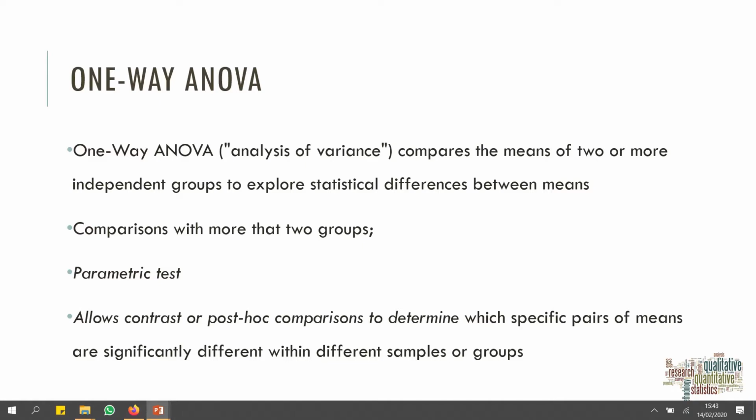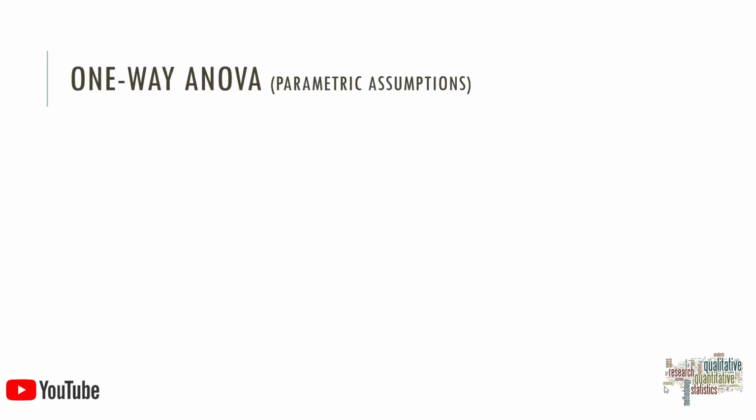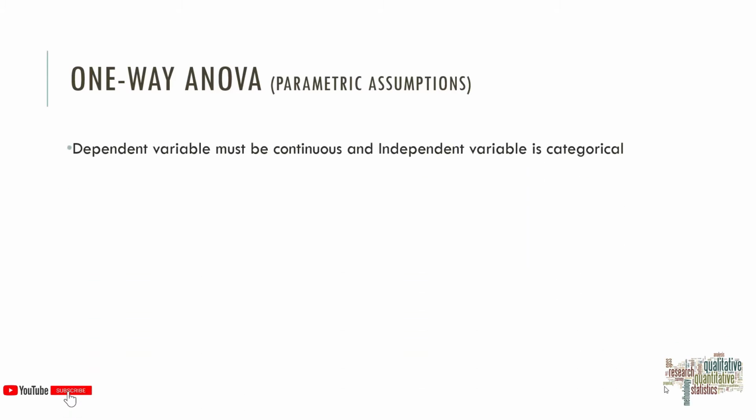So now, let's look at the parametric assumptions of One-Way ANOVA. The dependent variable must be continuous and the independent variable must be categorical.